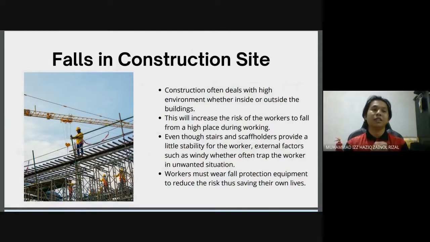As you can see, in construction site, some workers use scaffolding or stairs to make sure that they are stable during doing their job. But for extra protection, they must wear the fall protection equipment that have a cable that is attached to them, so that if, let's say, they fall, the cable can reduce the injury risk.